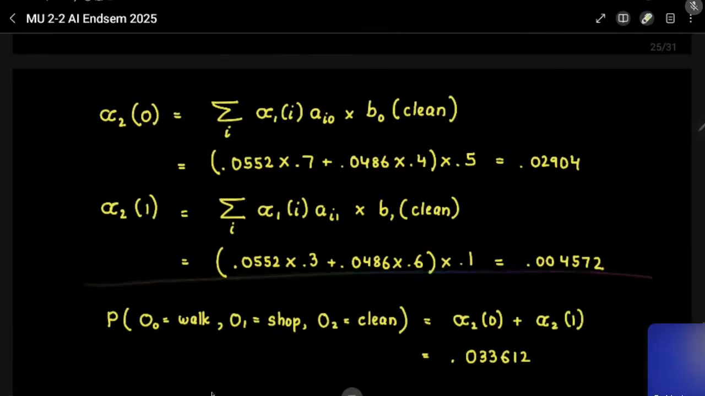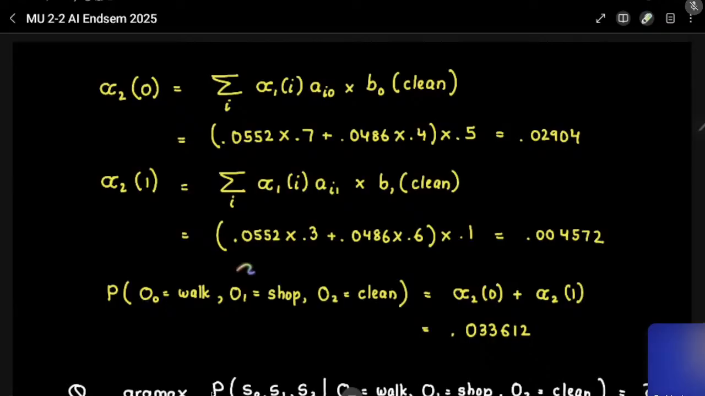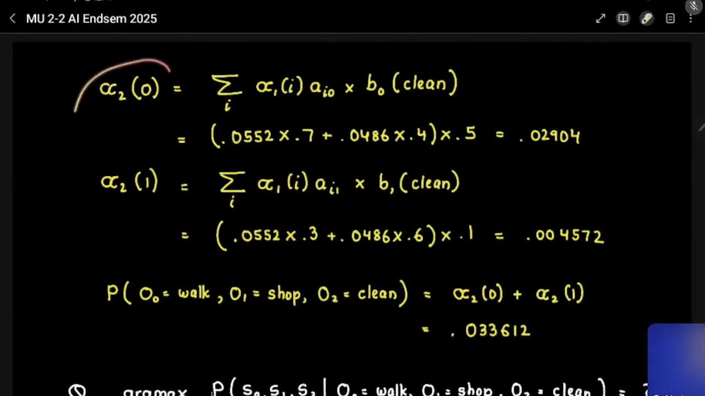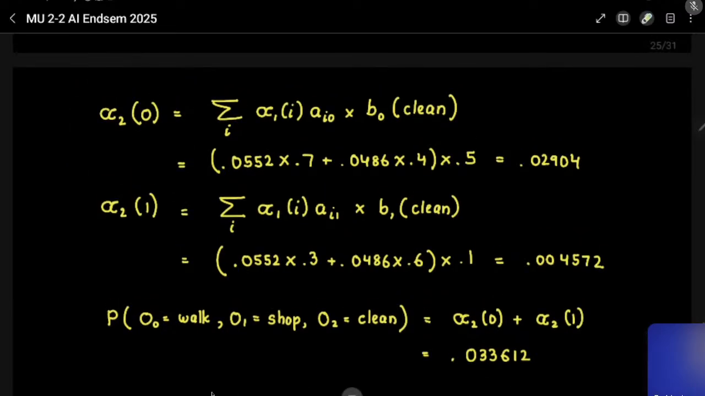After you calculate until alpha 2, the answer to our question will be the summation of the last 2 alpha values. If you have 3 states, then you'll have to add all those 3 numbers. So for the last iteration, whatever numbers you got, you add them, and that will give you the answer. So this is the forward algorithm, which is used to find the probability of a sequence of observations.